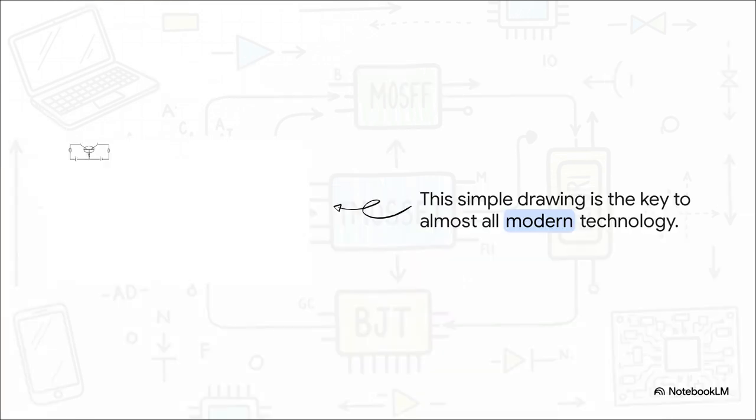This is it. A few lines, a couple of symbols, and that's it. But this little schematic represents a concept so powerful that it's embedded billions and billions of times over in pretty much every single piece of electronics you own. It's literally the silent engine that runs our world.